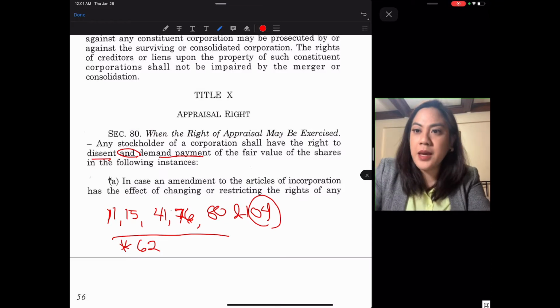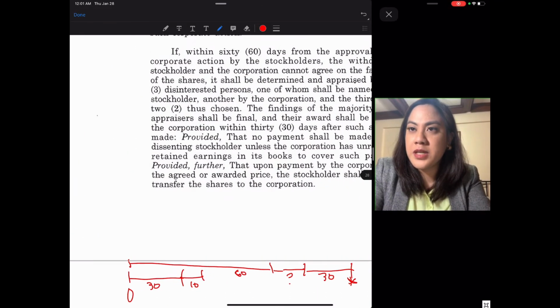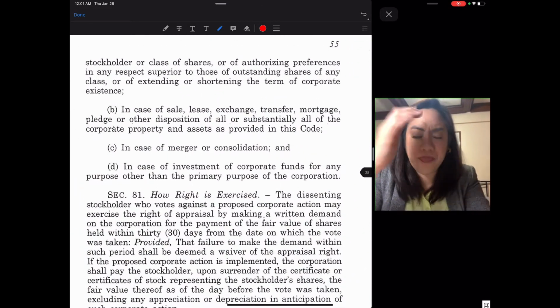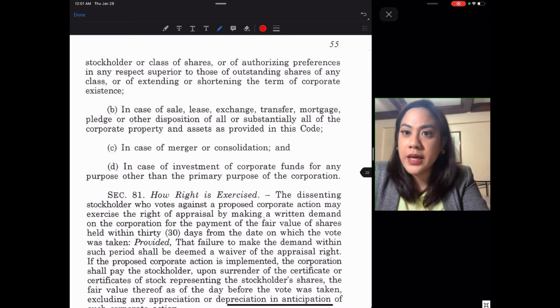There is a here, wait lang. Let me just go to the types, no. You will notice that where is that?